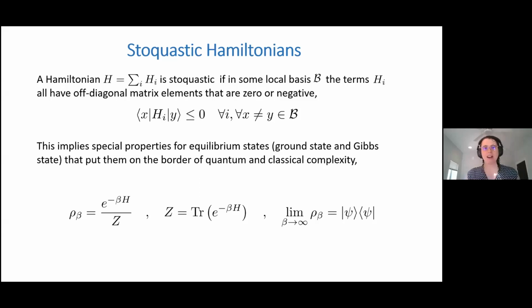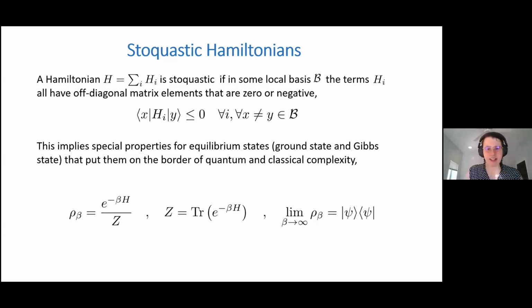So the off-diagonal matrix elements are real and non-positive. And we're demanding this property for each local term of the interaction. So of course that means it applies to the entire matrix as a whole. And where this property is going to have special consequences is in equilibrium states, the ground state and Gibbs state. And we're going to see that these equilibrium states are on the border of quantum and classical computational complexity.